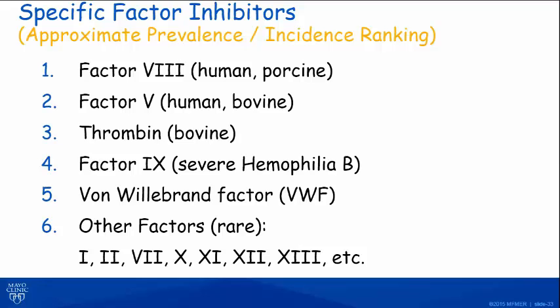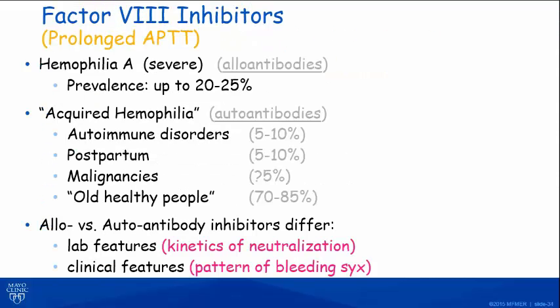Inhibitors of specific factors: the most prevalent and important is factor 8. Factor 5 inhibitors do occur, but they're often subclinical. We don't use this reagent much anymore. And then these other factor deficiencies have been reported, but they're quite rare.